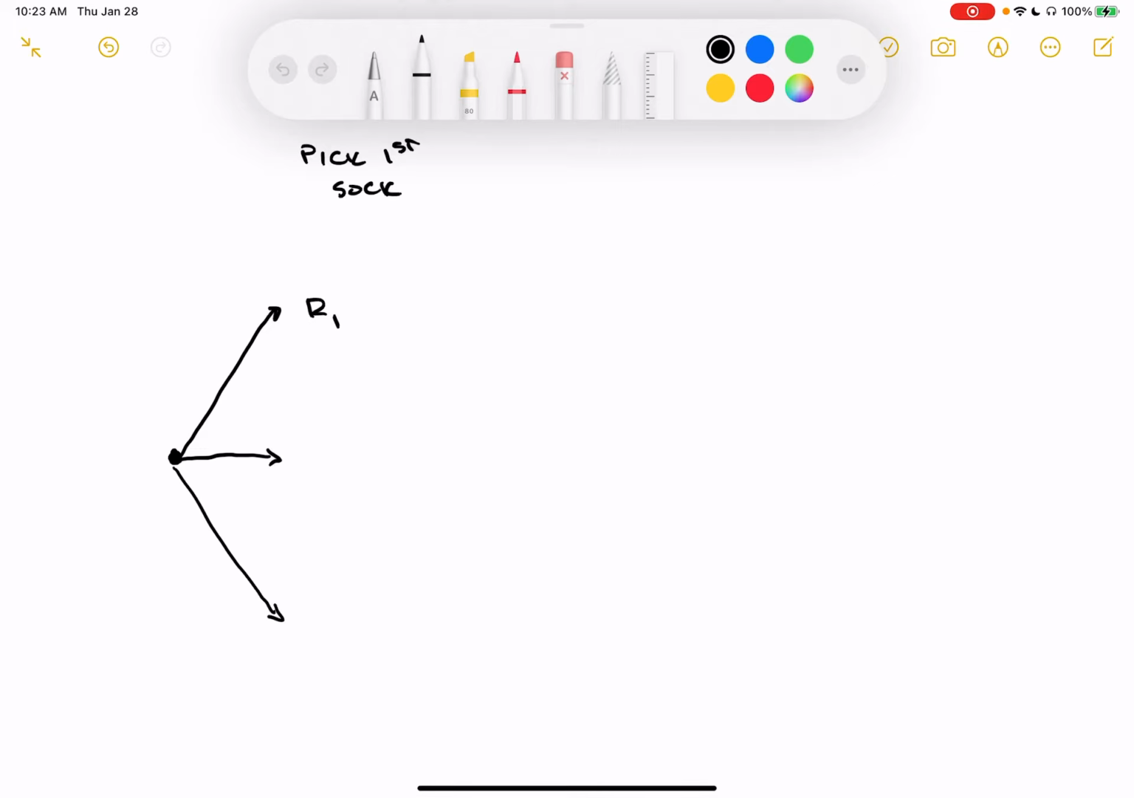First sock is red, or I could have the first sock as being white, or I could have the first sock as being blue, something along those lines. Each one of those has a particular probability, right?